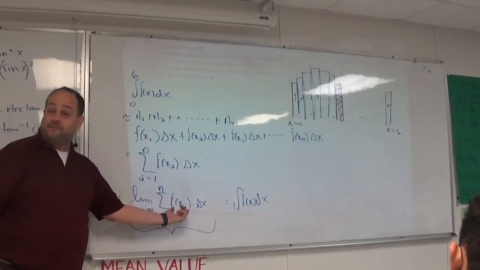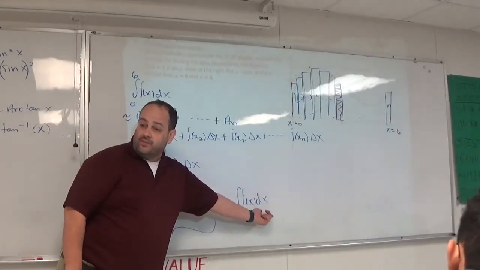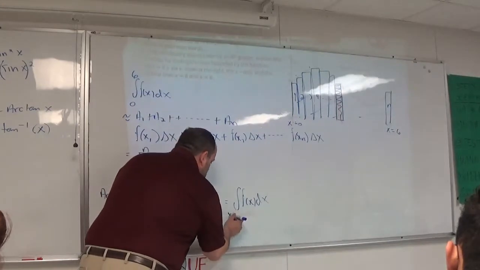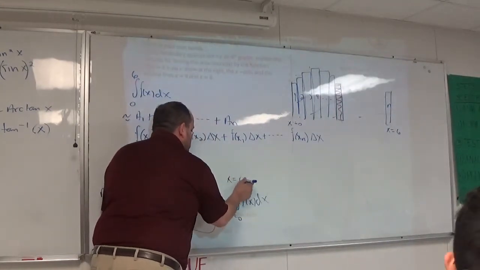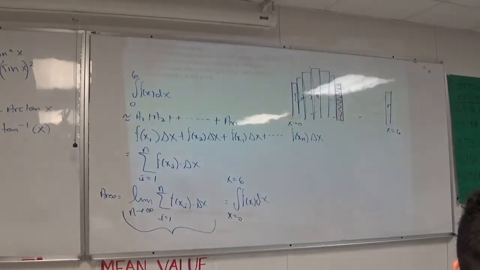f of x is the height of the rectangle. The dx is the width of the rectangle. And where do you start? In this case, you started at 0 and you ended at 6. This is the big idea. This is what Riemann told us to do when things were flat.